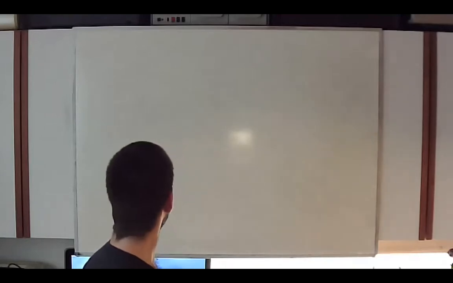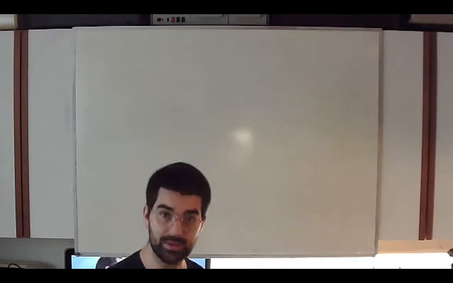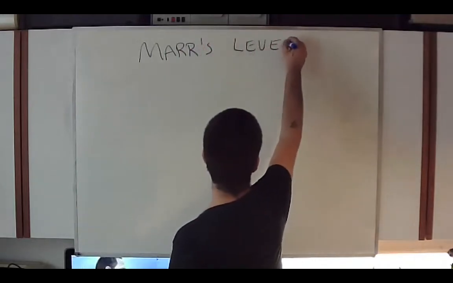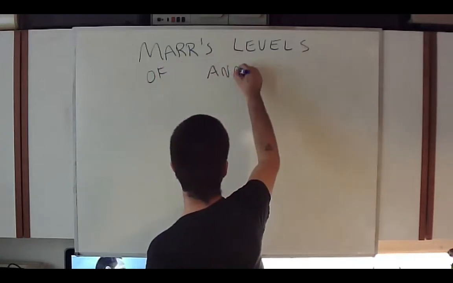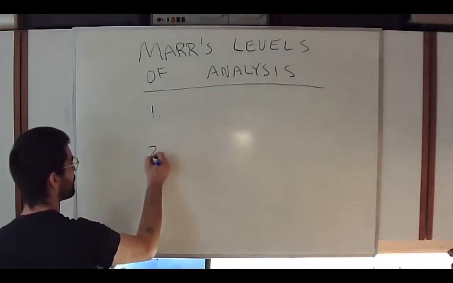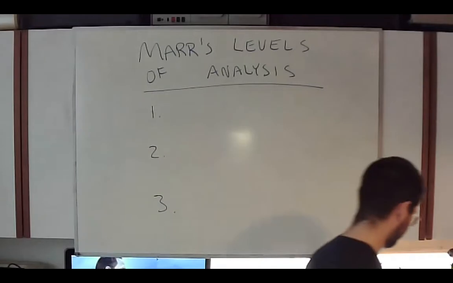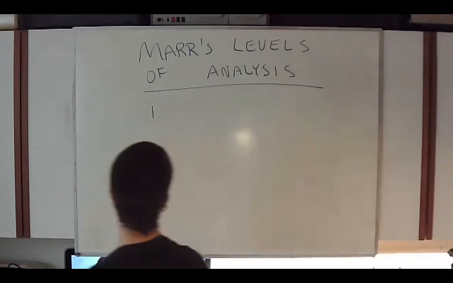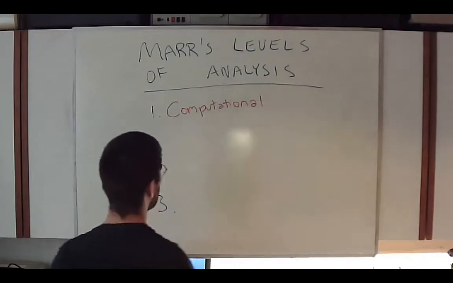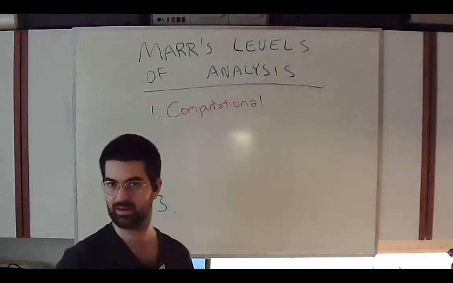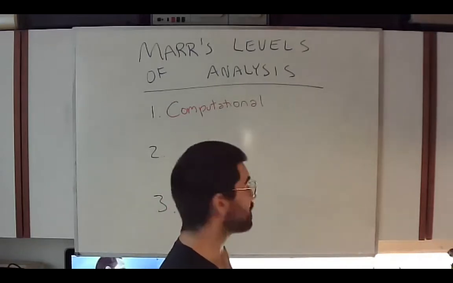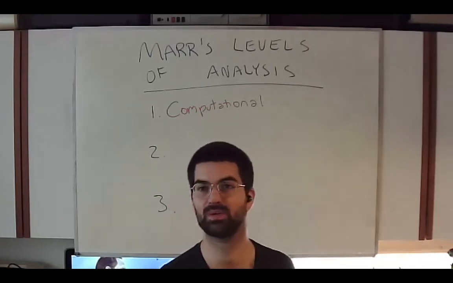So I want to talk about a bit of computer science theory really quick, and this is called Marr's levels of analysis. And so there's three levels. The first one is what's called computational. And so right now, this doesn't mean anything to us because what are we analyzing? We're analyzing some sort of programmatic or computational system. So let's go back to teeth brushing. That's a pretty easy one for this.